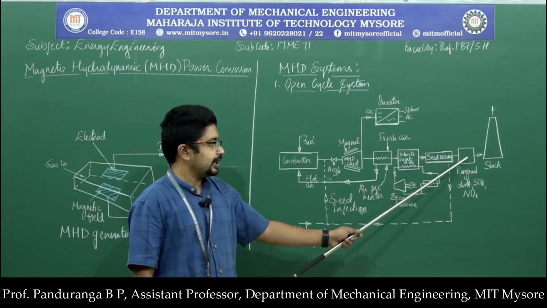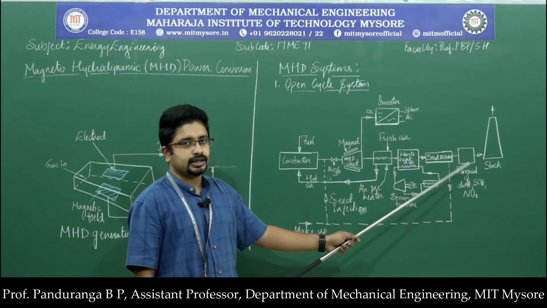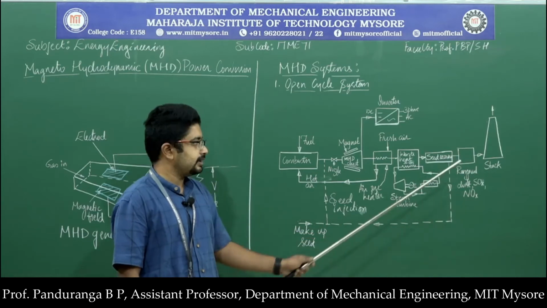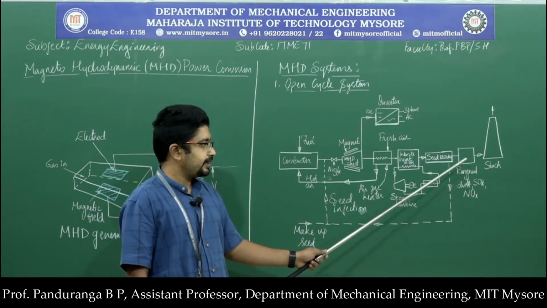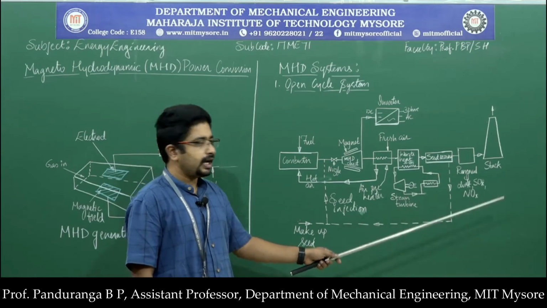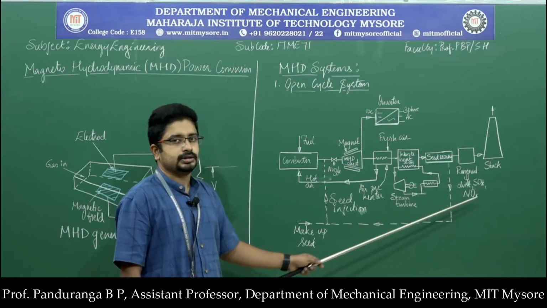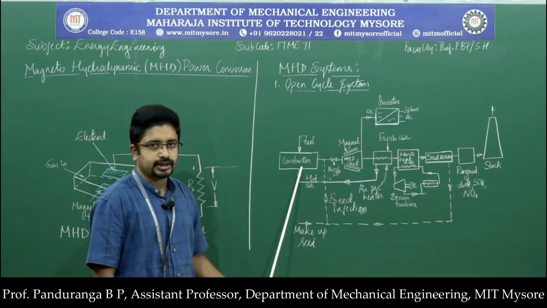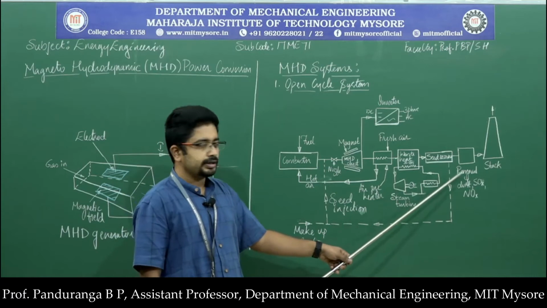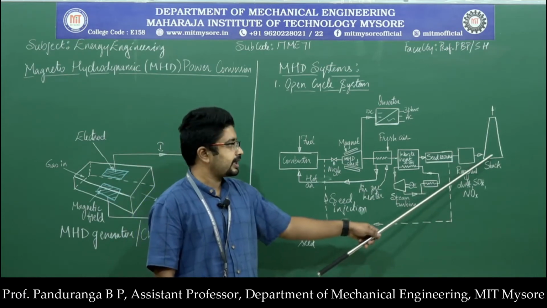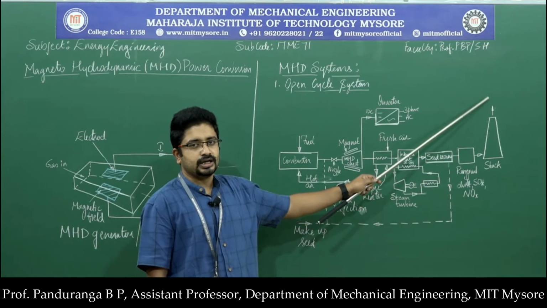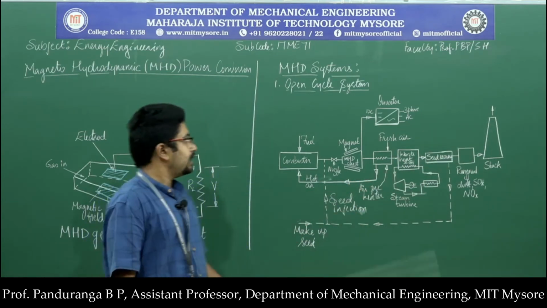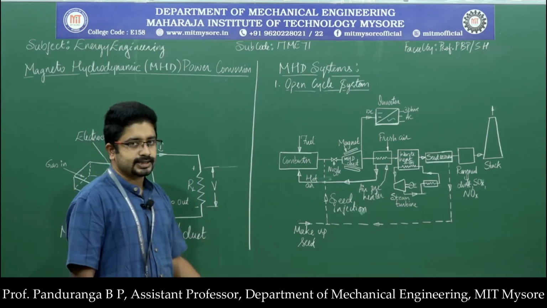And from here the hot gases enter a dust removal or catalytic converter stage. In this stage the dust and fly ash will be removed from the hot gases, and the SOx and NOx, the oxides of sulfur and oxides of nitrogen which are formed during the combustion process, will be removed, and from here the hot gases will be released to the atmosphere with the help of a chimney. So this is the working of an open cycle MHD system.